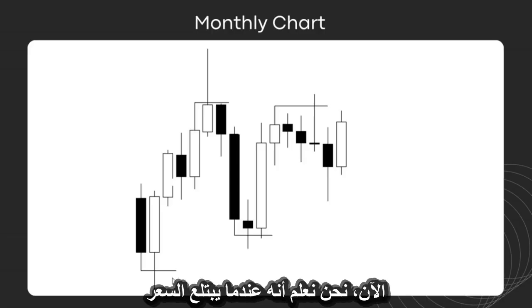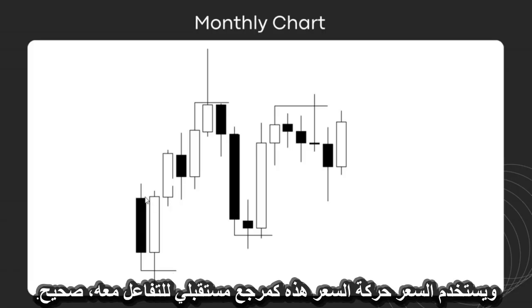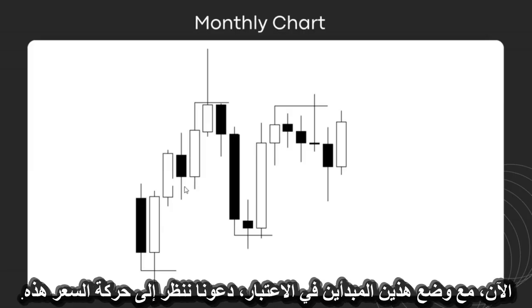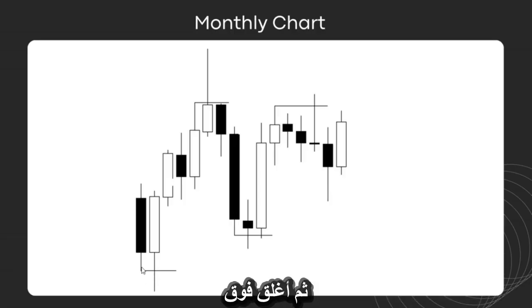Now we know that when price engulfs a candle, that particular candle becomes a key level for us, and price uses that price action for future reference to react off of, right? Now keeping these two principles in mind, let's look at this price action. So starting off here, we can see that price took out this candle's low right here, and then it closed above and inside that candle's range.